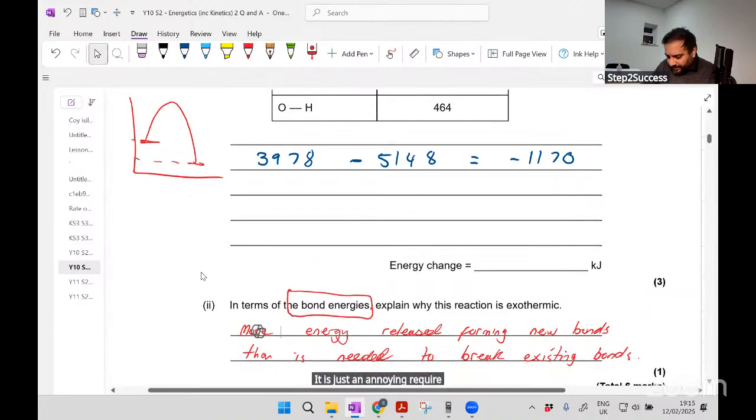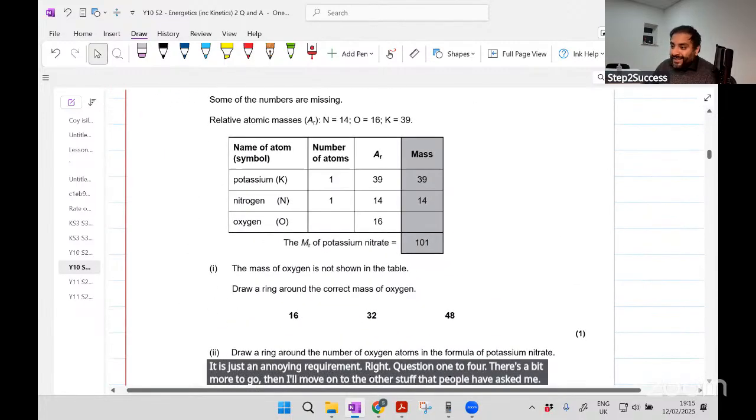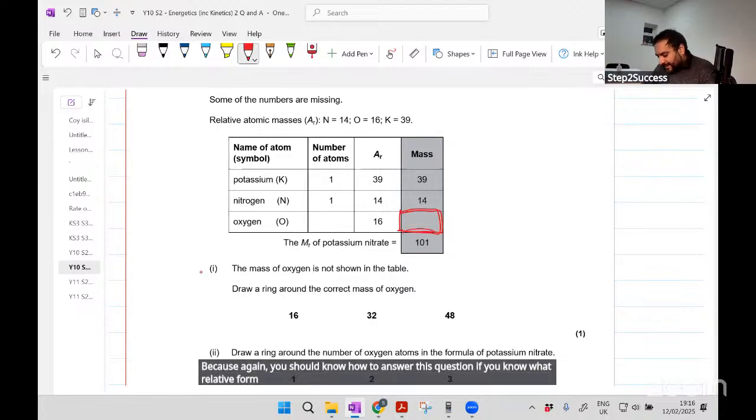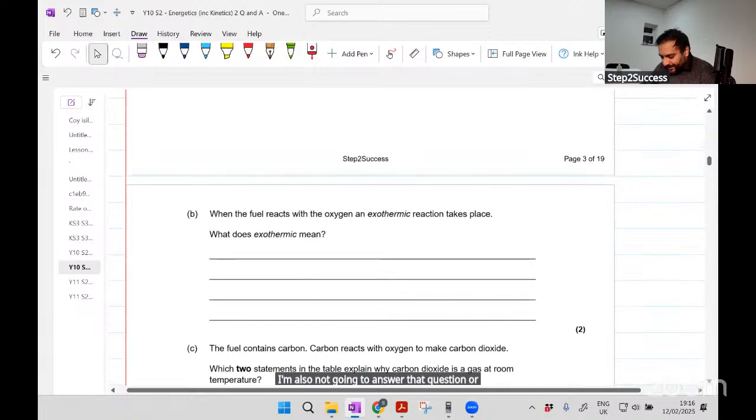Right. Questions 1 to 4. There's a bit more to go, then I'll move on to the other stuff that people have asked me. I'm once again not answering every question because you should know how to answer this question if you know what relative formula mass is. It's fairly obvious what the answer is, right? Surely these numbers add up to this number at the bottom. I'm also not going to answer that question or this question.